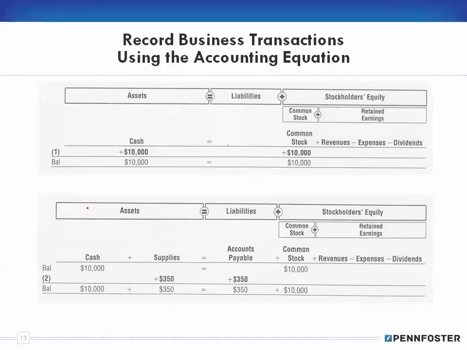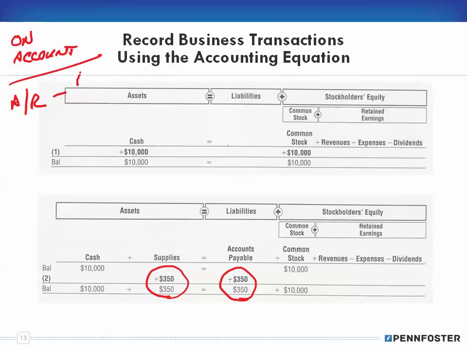All right. So as we move on, what has happened is the company decided to buy $350 in supplies, and they decided to buy it on account. Whenever you hear the words on account, that means either it's an accounts receivable or it's an accounts payable. On account means your credit is being extended.